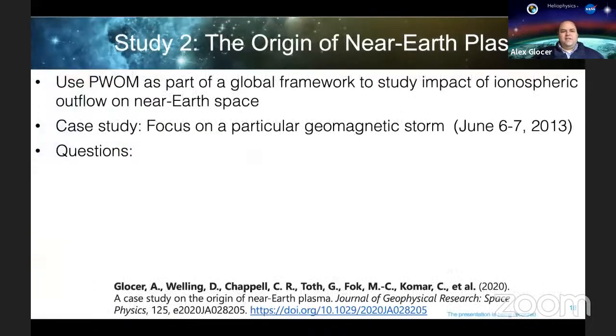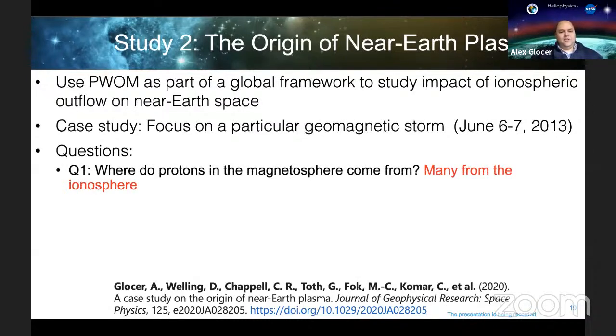So with that, I want to move on to the second study. The second study is going to talk about the origin of near-Earth plasma. Here I'm going to use Plume again to provide the outflow, but I'm going to use this as part of the Global Space Weather Modeling Framework, to look at the impact of ion outflow on near-Earth space. Here I'm going to focus on a particular geomagnetic storm, this June 2013 event, and I'm going to look at a number of questions. I'm going to give you those questions and the answers right up front, and then I'll show you how we got there.